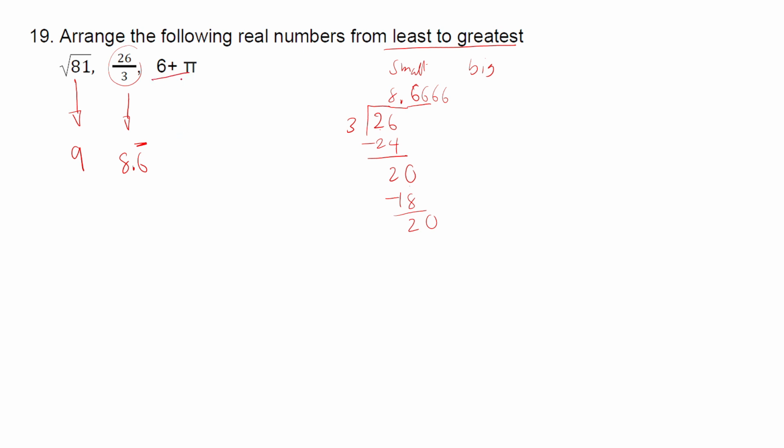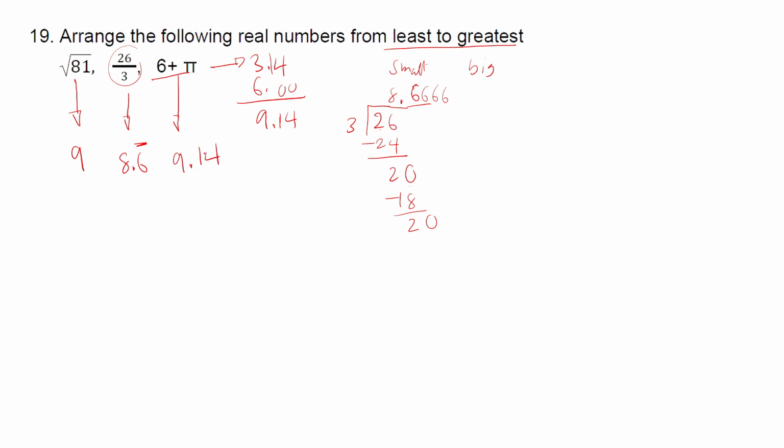Okay, the next one is the 6 plus pi. Please take note that in our class, we will just be estimating the value of pi as 3.14. So we have here 6 plus 3.14. That's going to be 9.14.